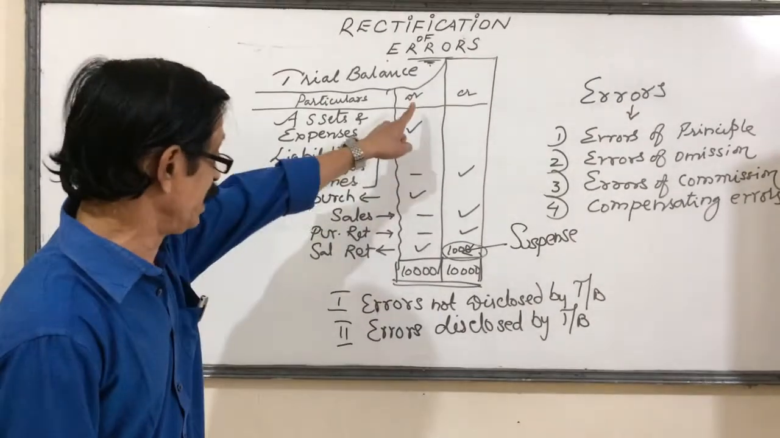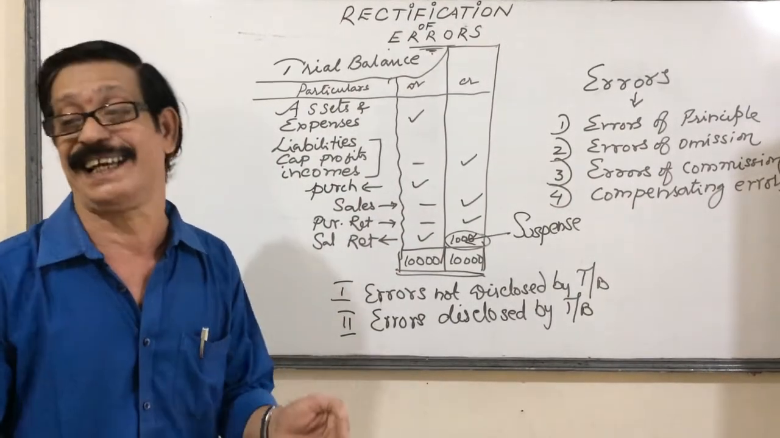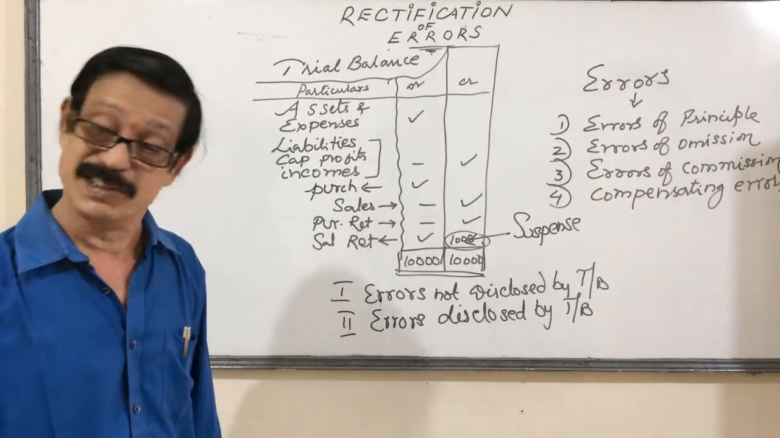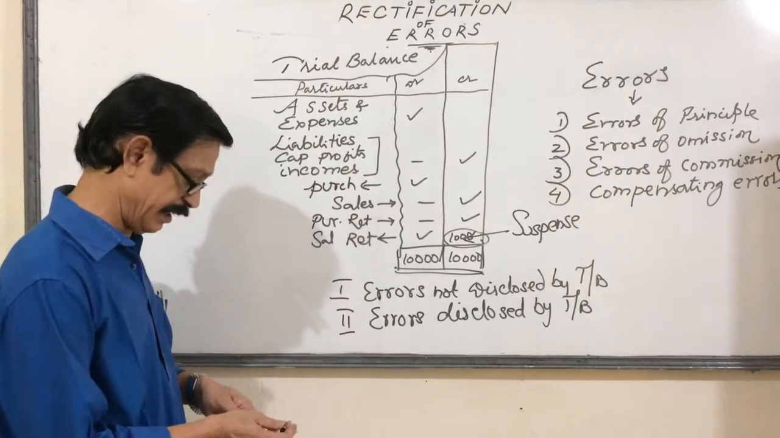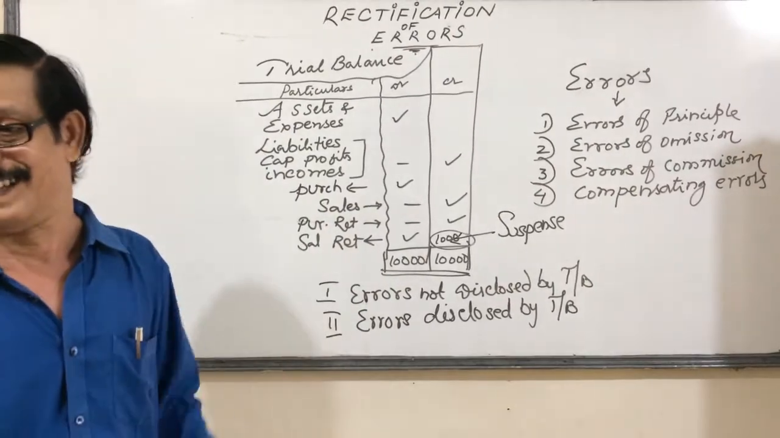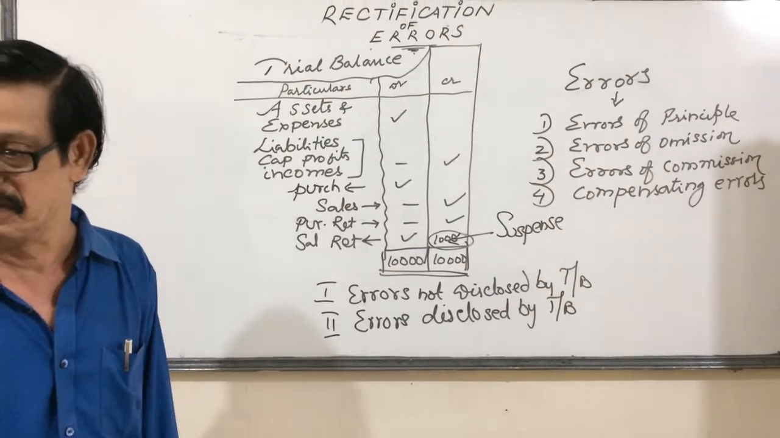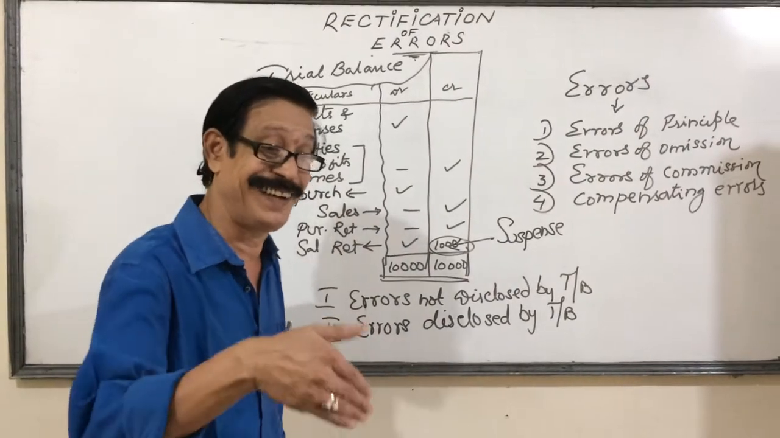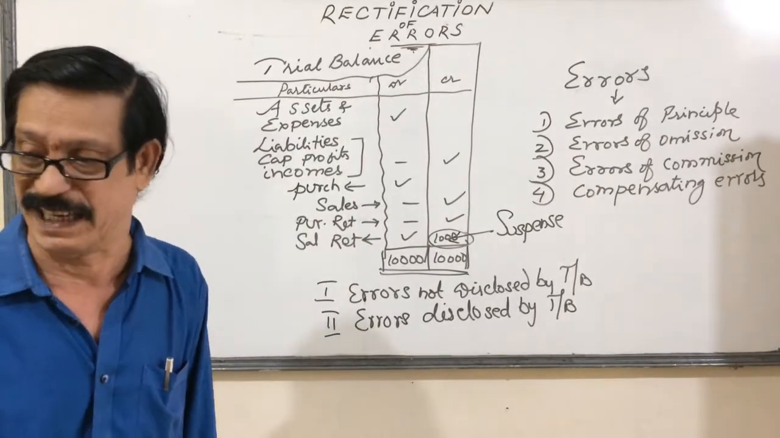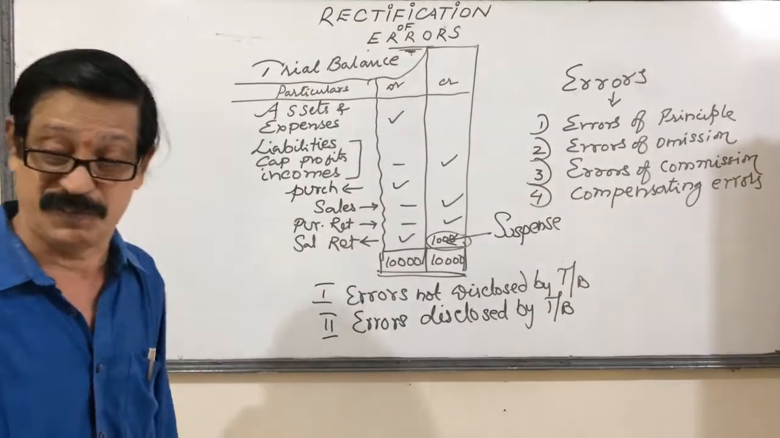Once again, whenever you prepare a trial balance, if it is tallied, then we feel that there are no errors, but there may be a chance of errors. Such errors are called errors not disclosed by trial balance. But whenever trial balance is not tallied, that means there are errors. There must be errors. Such errors are called errors disclosed by trial balance. Errors affected the accuracy of trial balance.